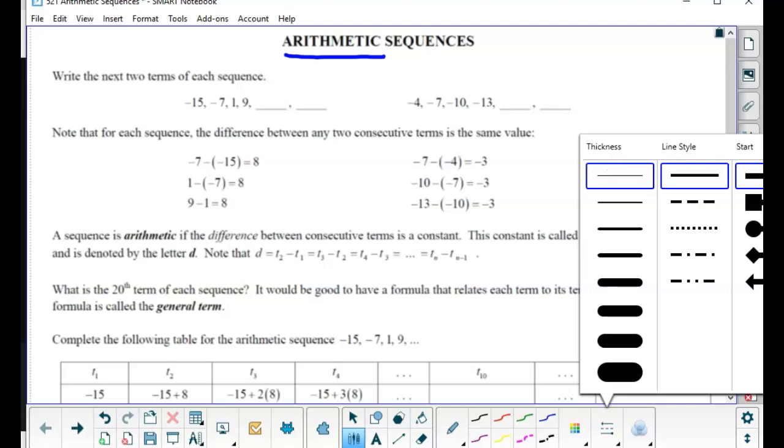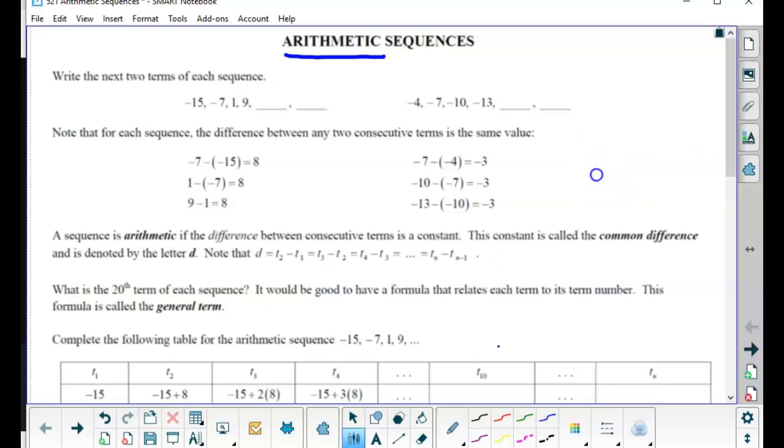So, write the next two terms in the sequence. Even if it wasn't arithmetic, you want to look for a pattern, okay? So, negative 15 to negative 7 to 1 to 9, they're increasing. Remember what we did yesterday. If you take the second term and subtract the first, that would be negative 7 plus 15 is 8. 1 minus negative 7 is 8. 9 minus 1 is 8.